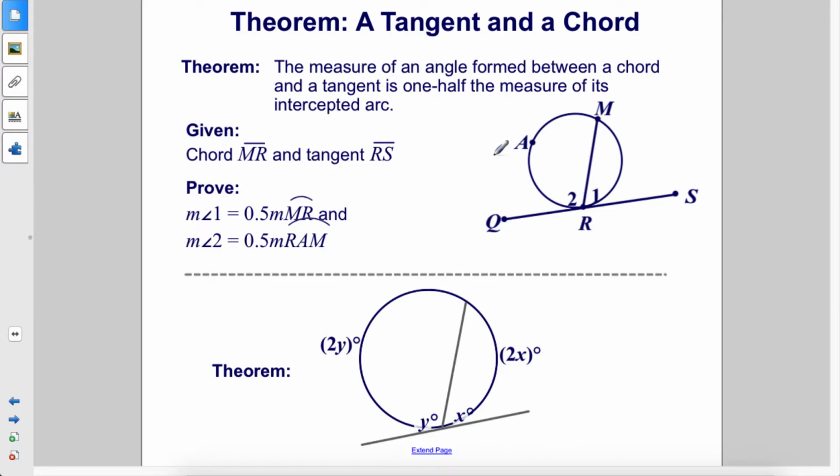Theorem, a tangent and a chord. The measure of an angle formed between a chord and a tangent is 1/2 the measure of its intercepted arc. So given chord MR and tangent RS, prove that the measure of angle 1 equals 1/2 the arc MR, and the measure of angle 2 equals 1/2 the measure of arc RAM.